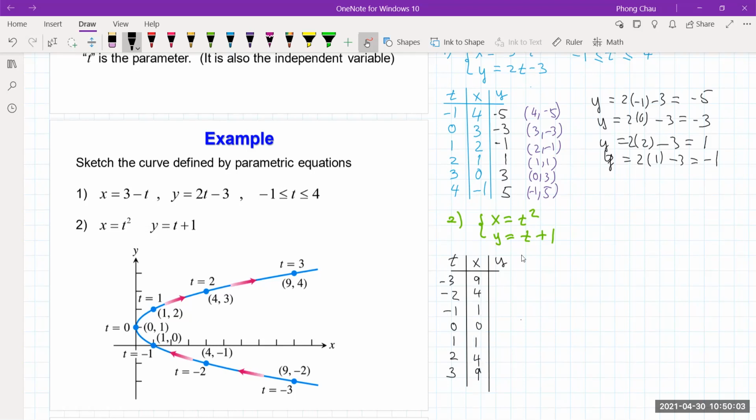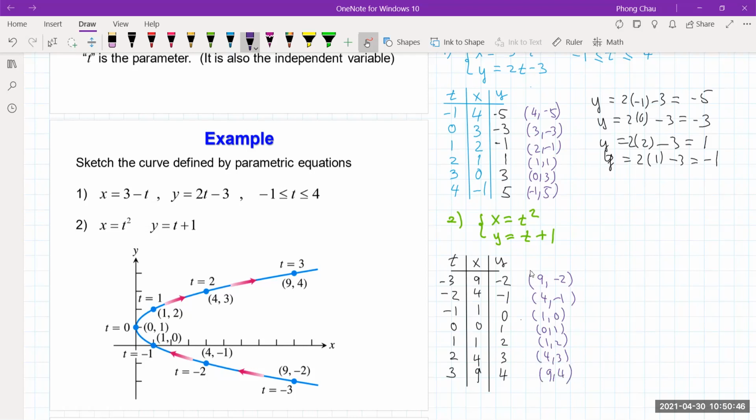So you should get 9, 4, 1, 0, 1, 4, 9. And then for the y, it's actually easy too. It's the t values plus 1. So if you add 1, it'll become -2, -1, 0, 1, 2, 3, and 4. And again, that will give you the points on the xy plane that you can plot: 9, -2, 4, -1, 1, 0, 0, 1, 1, 2, 4, 3, and then finally 9, 4.